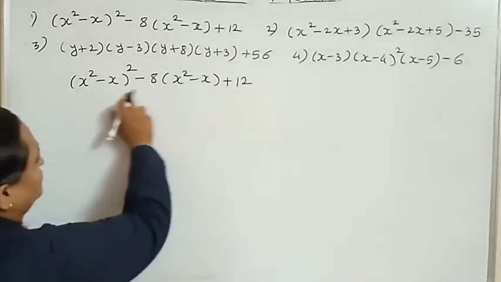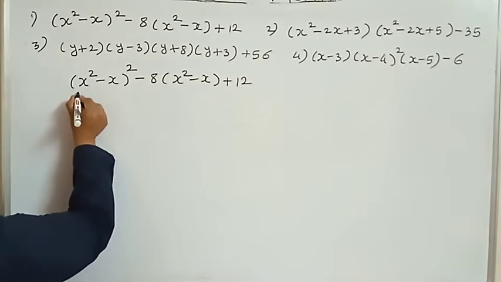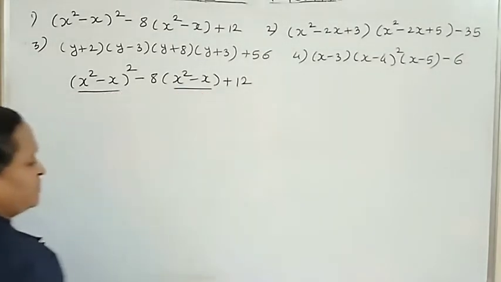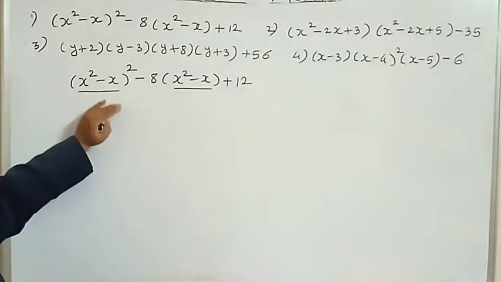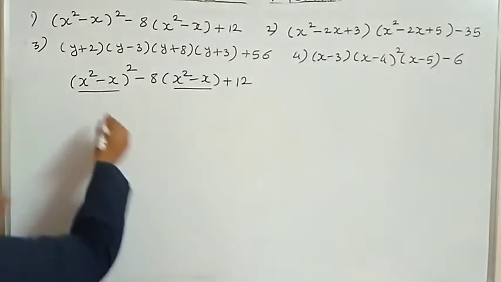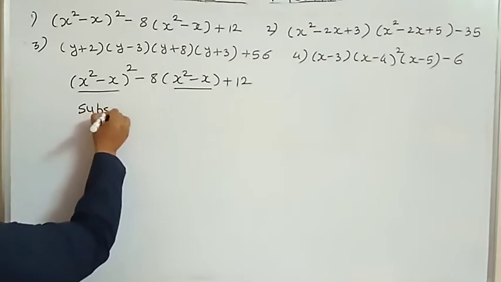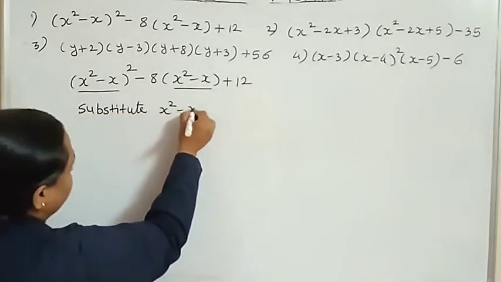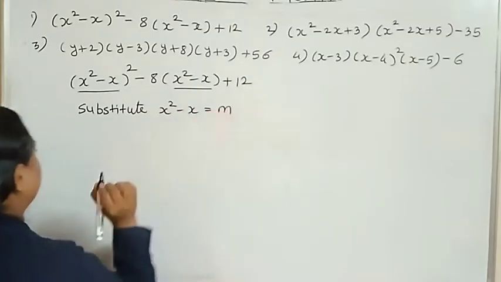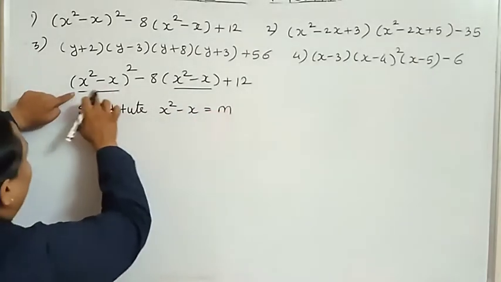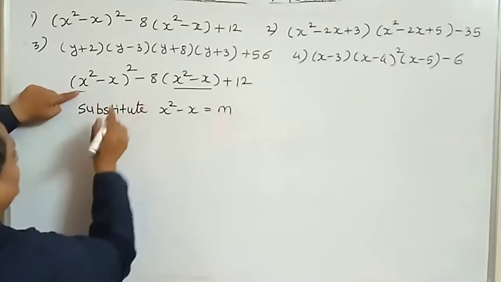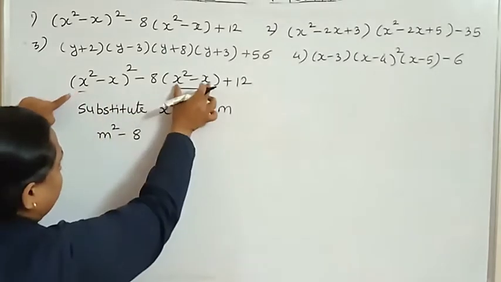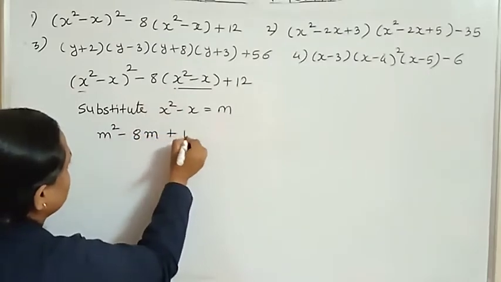If you observe this example, in the first bracket x square minus x is there, and in the second bracket also x square minus x is there, so we have to make a suitable substitution here. Substitute x square minus x equal to m. Then, writing m in this place, you will get m square minus 8m plus 12.